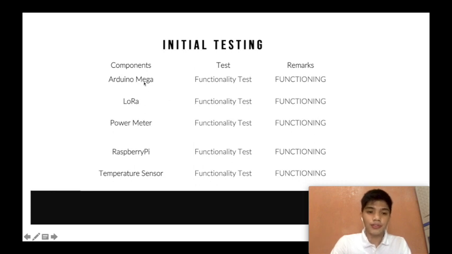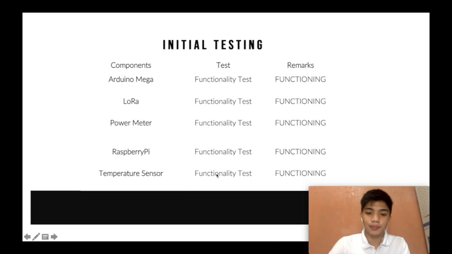For the Arduino Mega, we made a functionality test, and the remark is functioning. For the LoRa, we made a functionality test also, but we made another test for it, which I will be discussing later, because LoRa has a lot of considerations for it to function better. For the power meter, we tested whether it is accurate or not, and also the functionality test, and with this we can say that it is functioning. For the Raspberry Pi, the functionality test also shows the remark is functioning.